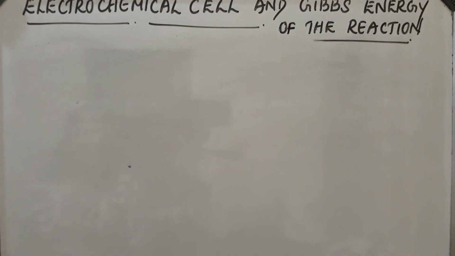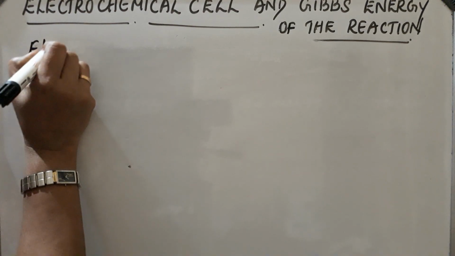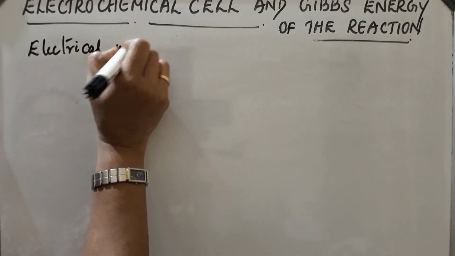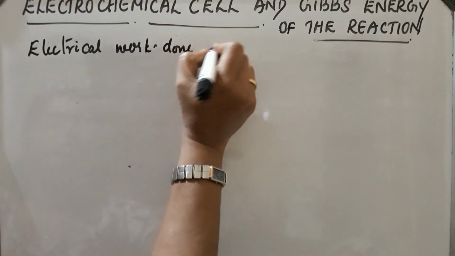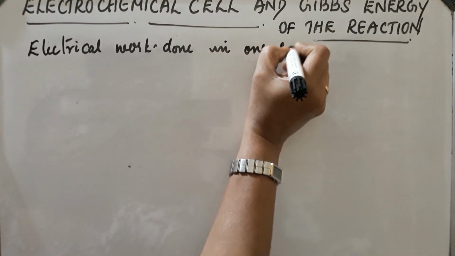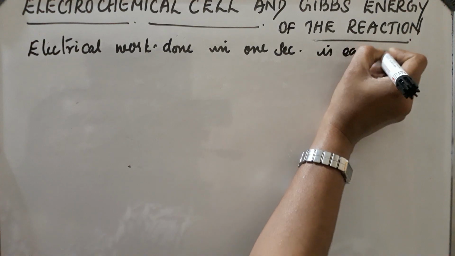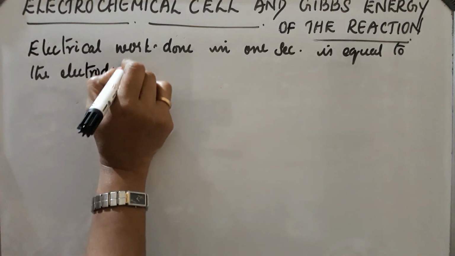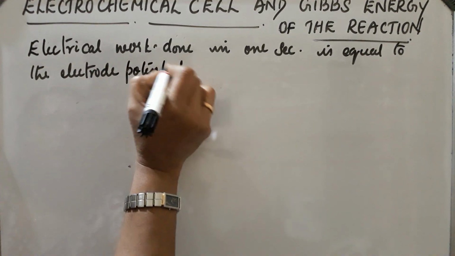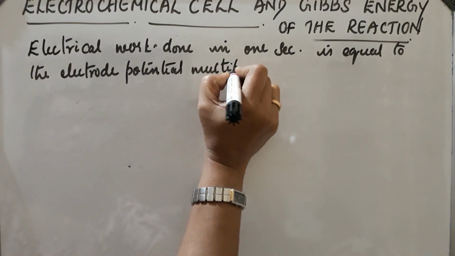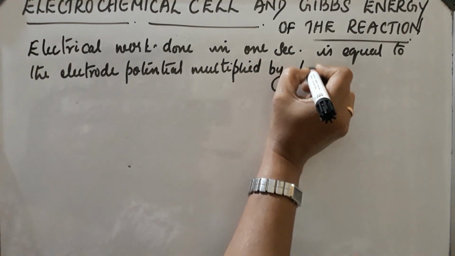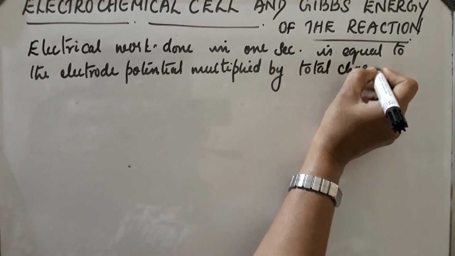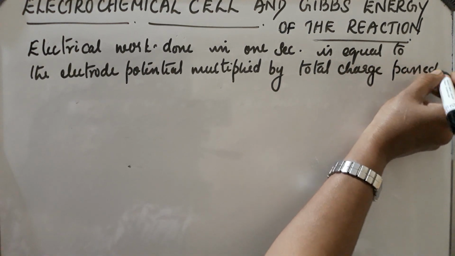Good morning. Today we are discussing the Gibbs energy of the reaction in the case of an electrochemical cell. So, in a cell, what happens? The electrical work done in 1 second is equal to the electrode potential of the cell multiplied by the total charge passed in this reaction.